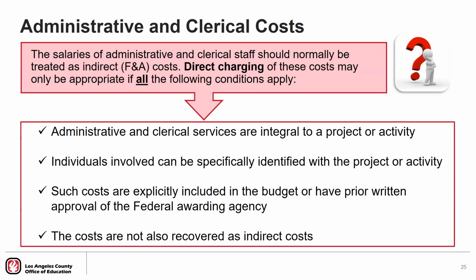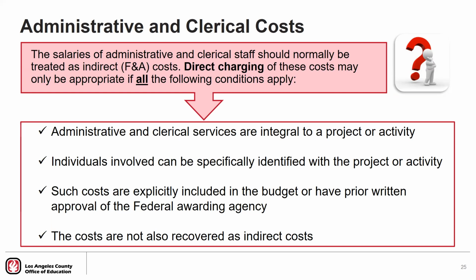Next slide, please. And even when you think you have a good understanding of direct and indirect costs, you may find yourself questioning some administrative and clerical costs that fall into this gray area, if you will. Grant guidance tells us that salaries of administrative and clerical staff should normally be treated as indirect costs. But nevertheless, there is a caveat explained in 2 CFR 200.413(c). In those instances, categorizing the salaries of administrative and clerical staff as direct costs only applies if all 4 of these conditions on this slide are met.